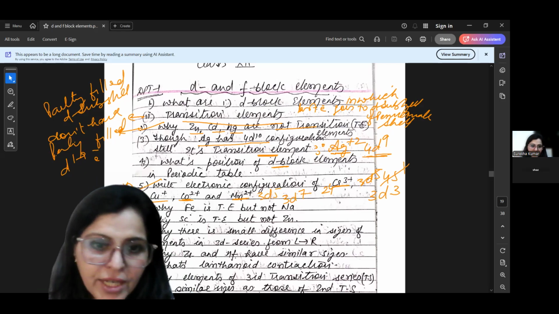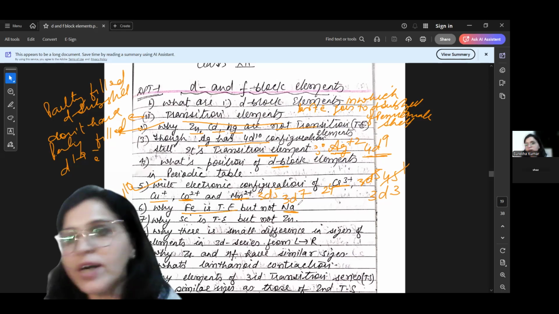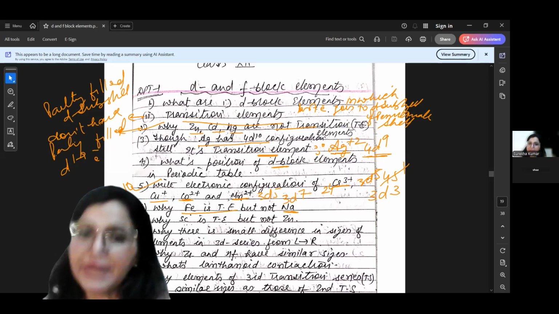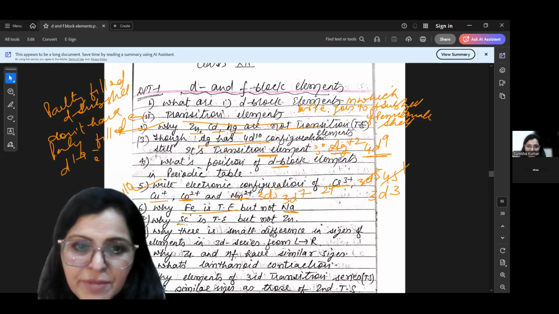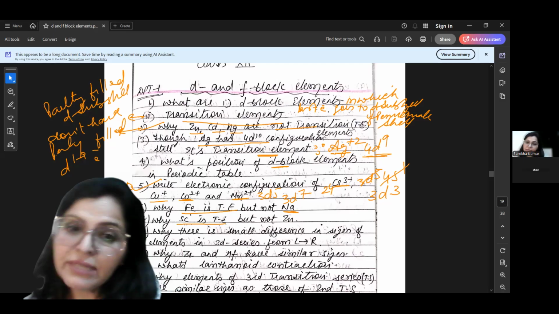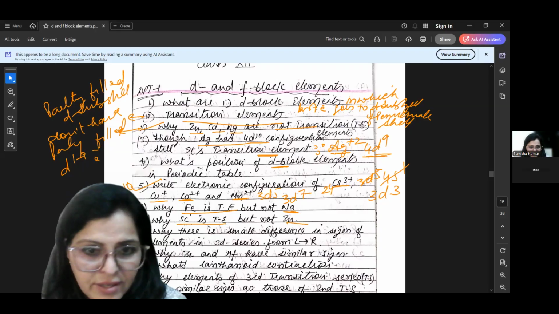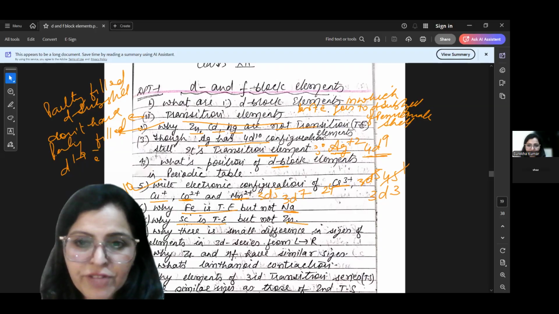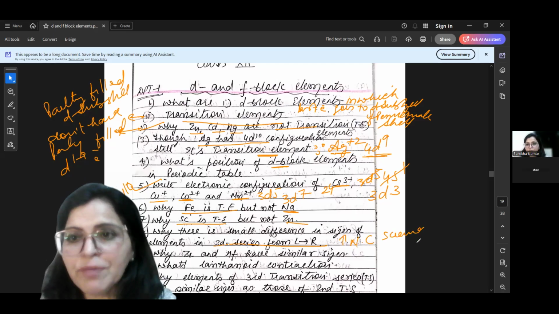Why is iron a transition element but not sodium? Because sodium does not have a partly filled d subshell, but iron has. Why is scandium a transition element? It has a partly filled d subshell, but zinc does not. Why is there a small difference in size of the elements in the 3d series from left to right? Because the increased nuclear charge and the screening effect counterbalance each other.